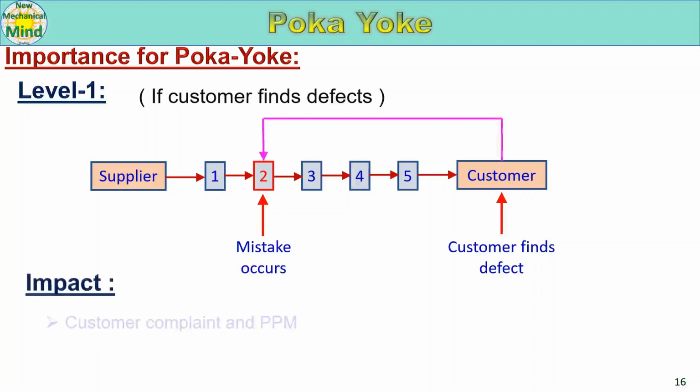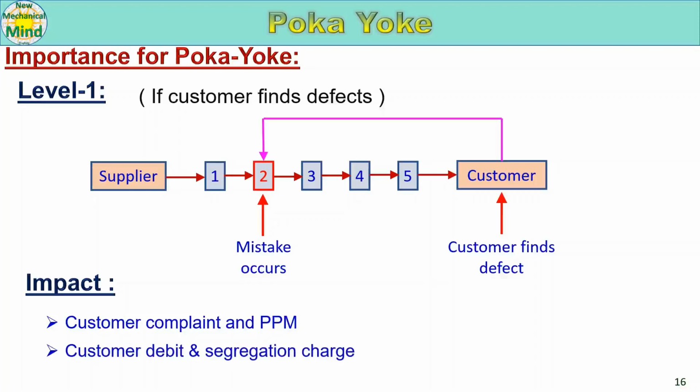The impact is customer complaint and PPM. PPM means parts per million. In future, we will upload one separate video for this PPM. Customer debit and segregation charge. Future business will be affected. These are all the impacts in level 1.